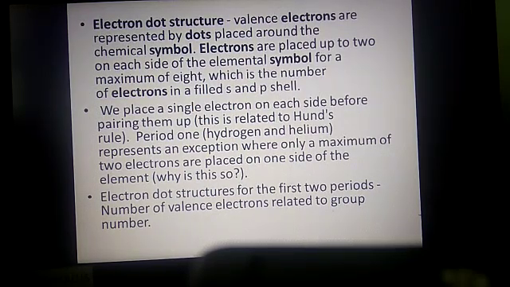So we place a single electron on each side before pairing them up, and this is related to Hund's rule. Period 1, that is hydrogen and helium, represents an exception, where they have a maximum of 2 electrons placed on either side of the element. In the electron dot structure for the first 2 periods, the number of valence electrons is related to the group number.